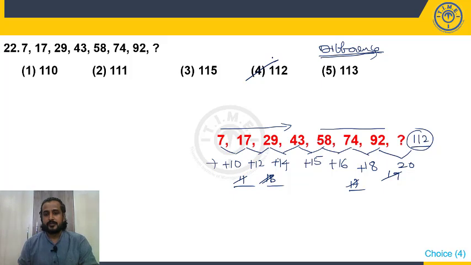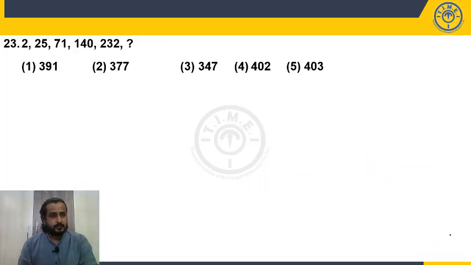And out of the 5 questions, remember dear students, at least 3 to 4 questions we can do in less time. They are doable questions. Easy logics they will give you: difference and product and squares, cubes logics. Okay. Next, 23. Look here.